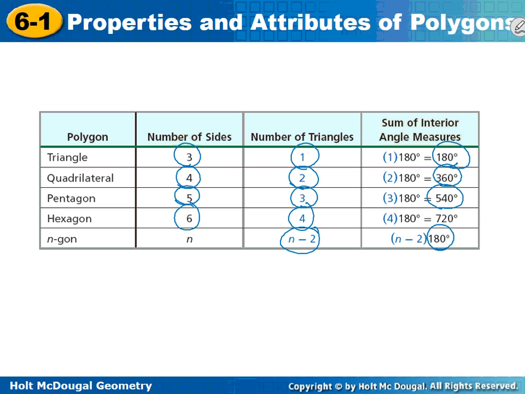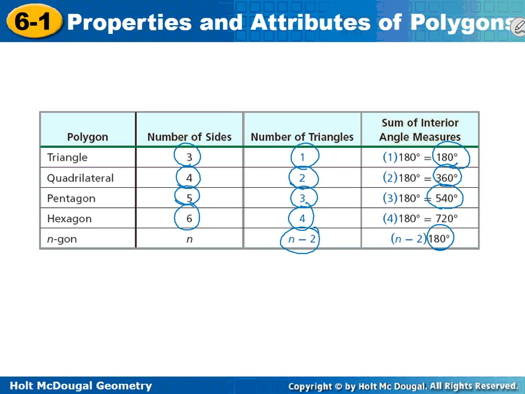Number of sides minus 2 times 180. So here's one we didn't put down on the paper. Let's say I have a decagon. How many sides is a decagon? 10. So what am I going to do to figure out the sum of all the interior angles?